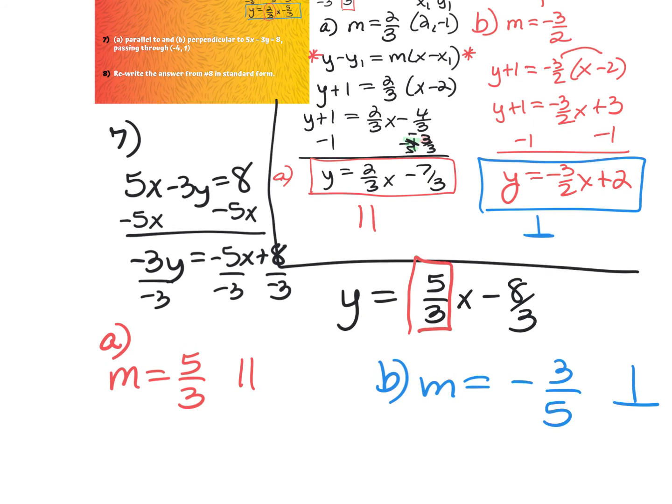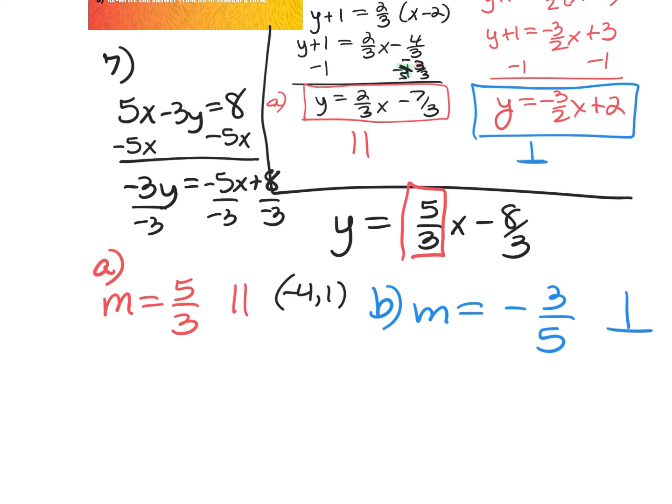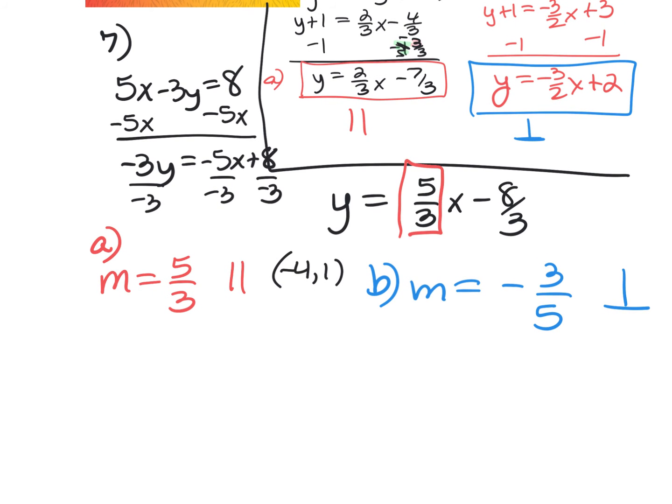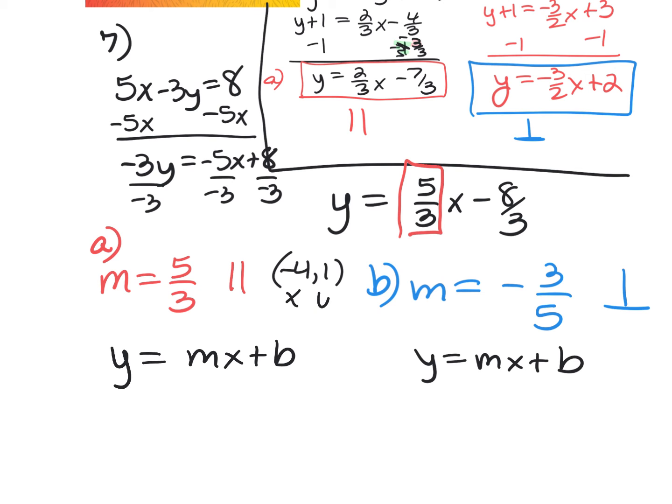Now again, I'm using the same ordered pair for both. So the coordinate they gave me is going to be -4, +1. Now instead of doing point slope, I'm going to do slope-intercept. So I'm going to plug in to y equals mx plus b on both of them. This time in my ordered pair, the -4 is x. Instead of x1, y1, it's x and y.